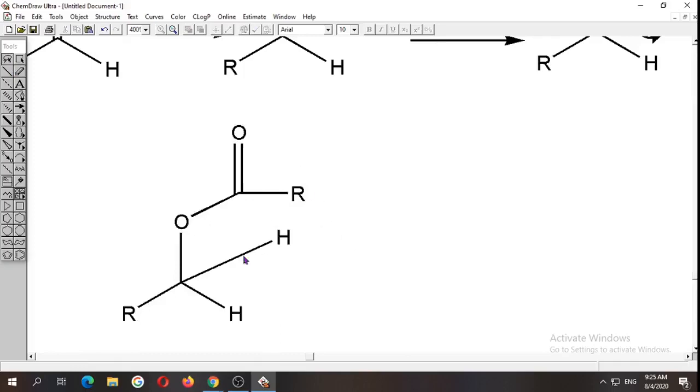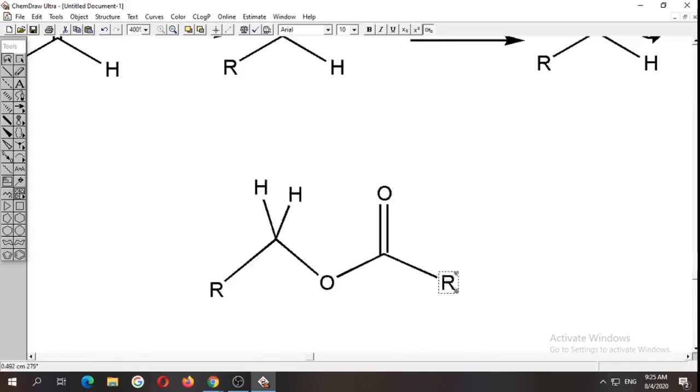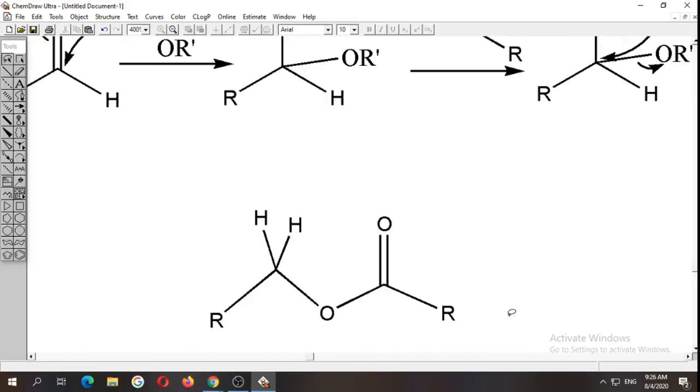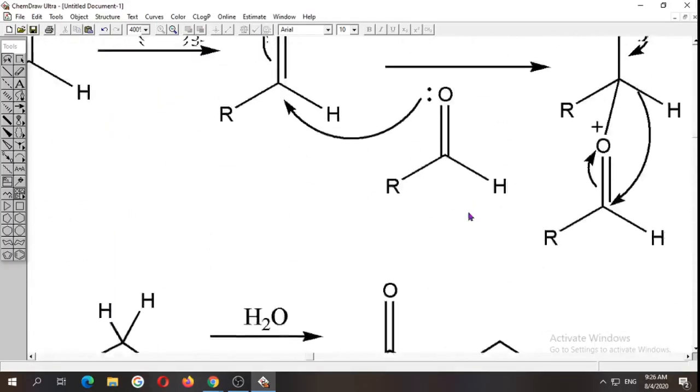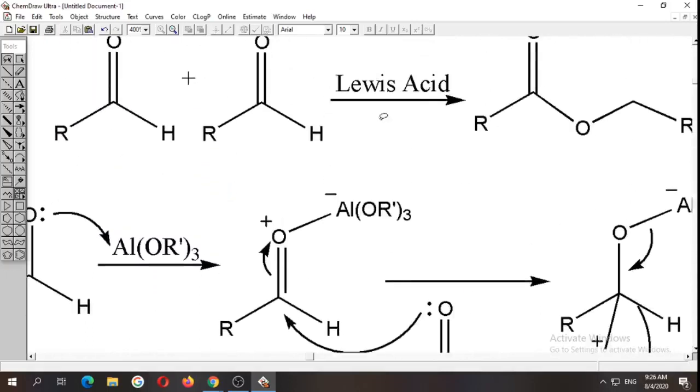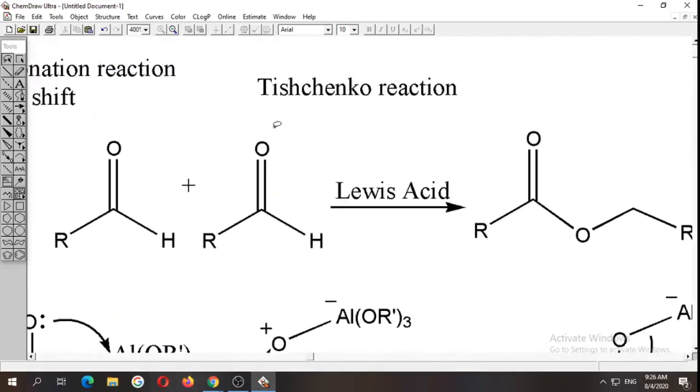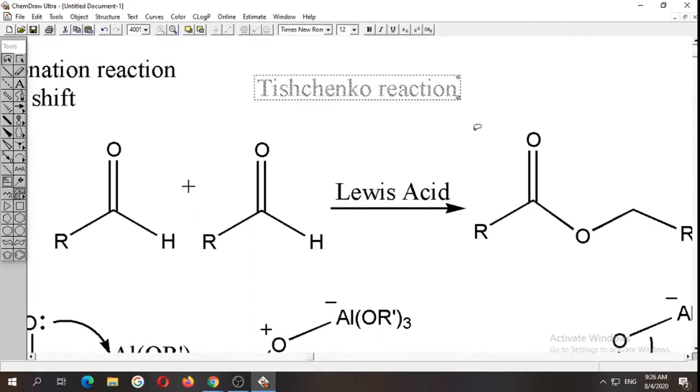So this is our ester. Let's try to make it a bit more beautiful. So we got our ester through this mechanism also. There are two mechanisms for this Tishchenko reaction. The first one is using aluminum alkoxide. Aluminum alkoxide is actually the go-to method of the Tishchenko reaction.